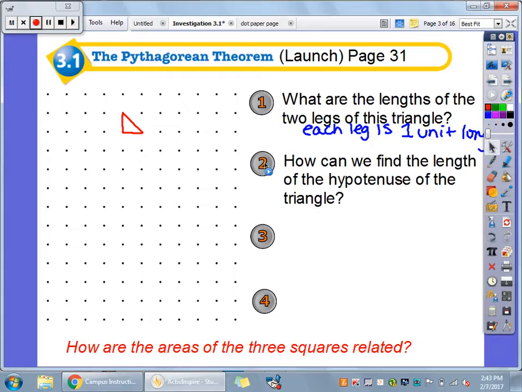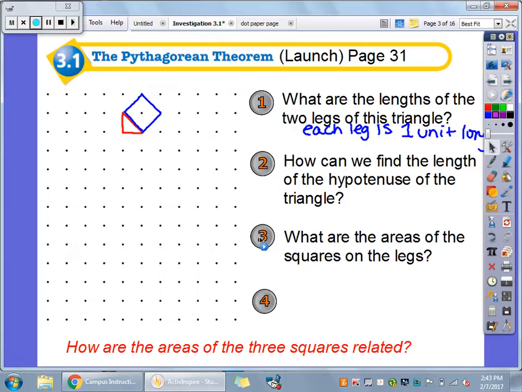Now, if we wanted to find the length of the hypotenuse of this triangle, what we would need to do is draw a square, just like we've been doing, off of the hypotenuse, find the area of that square, and then take the square root of that to find what the hypotenuse is. And hopefully what we'll do today is replace that to figure out what the shortcut is, which is the Pythagorean theorem.